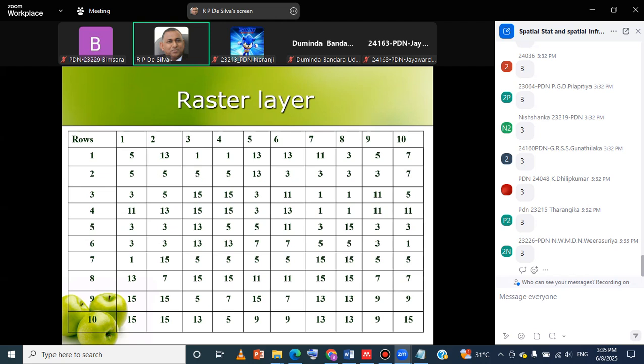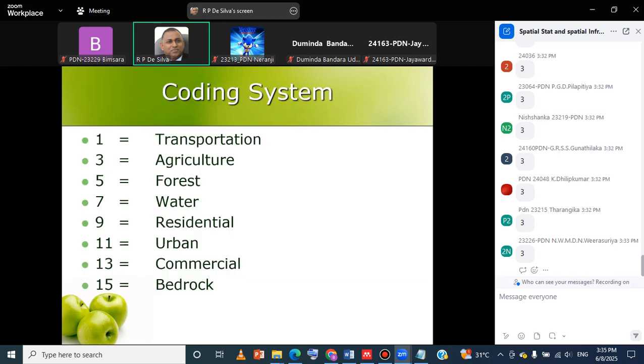These numbers refer to this: if it is 1, it's transportation, a road or something. Number 3 is agricultural land. Number 5 is forest. Number 7 is water. Number 9 is residential. 11 is urban. 13 is commercial. 15 is bedrock. This is how the numbers are allocated so that we identify what it is.